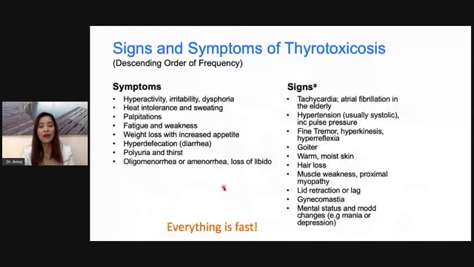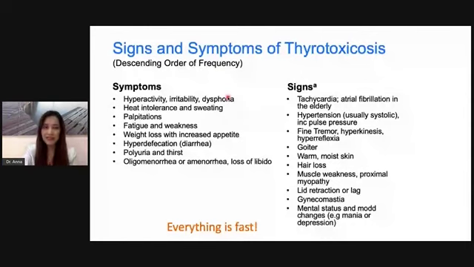So how do these patients manifest? It's the opposite of hypothyroidism. Everything is fast. The metabolism is fast. Patients would manifest with hypercatabolism. Usually, these patients will manifest with hyperactivity, irritability, dysphoria. Sometimes they present with mania. Sometimes this patient will have difficulty falling asleep because their brain is always awake and always alive, very easily irritable with the smallest things.